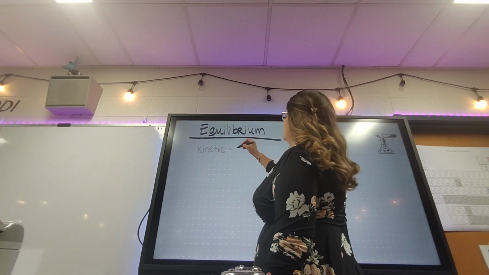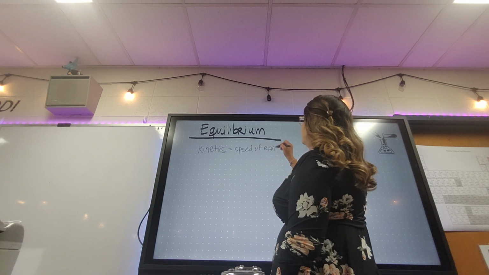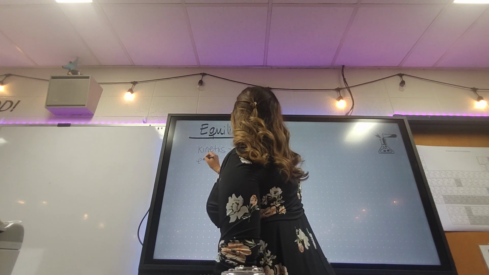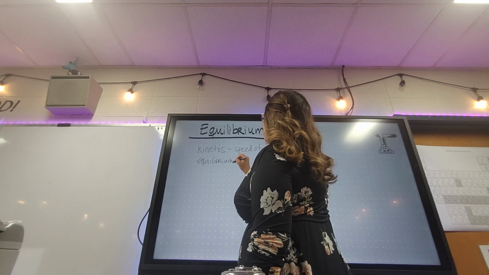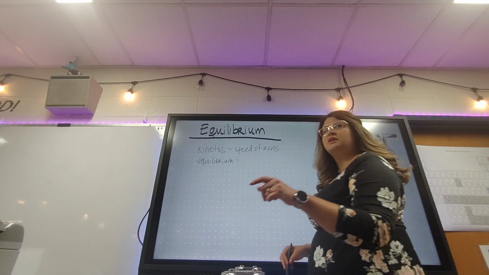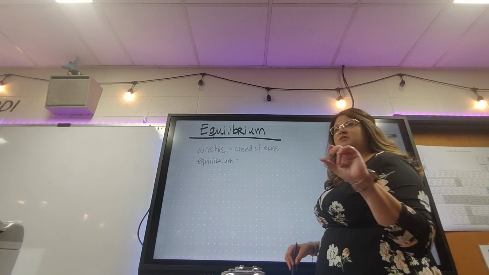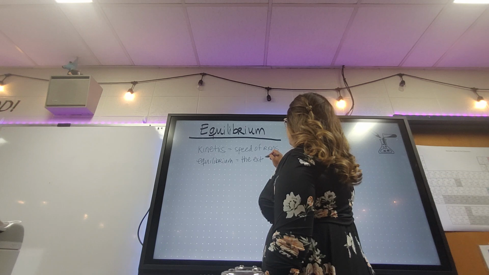Kinetics is the study of the speed of a reaction. Equilibrium, on the other hand, is what we, so there are different ways that we can use the word equilibrium in life, but in chemistry, when we're talking about equilibrium, we're talking about the extent of a reaction.